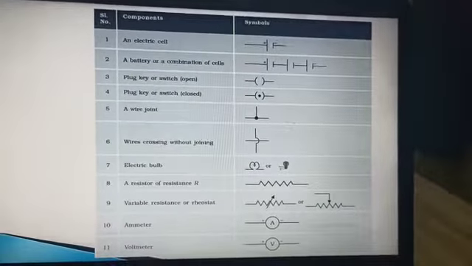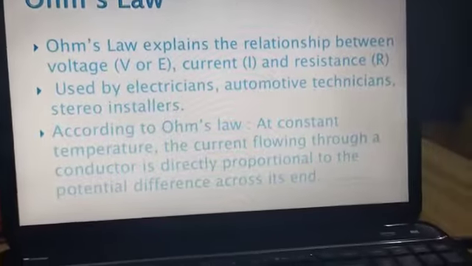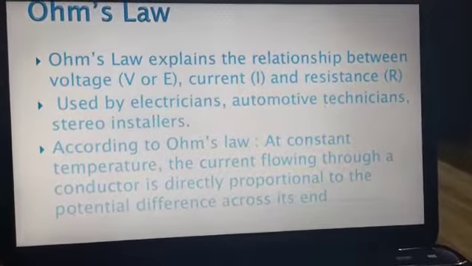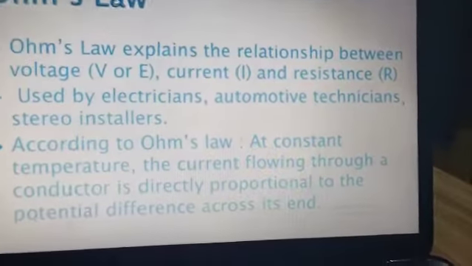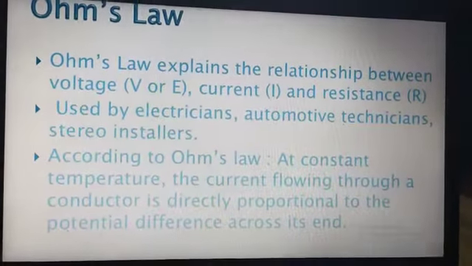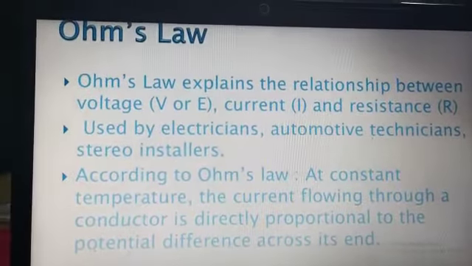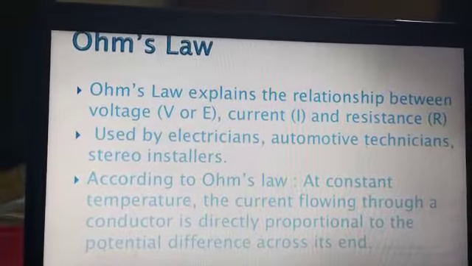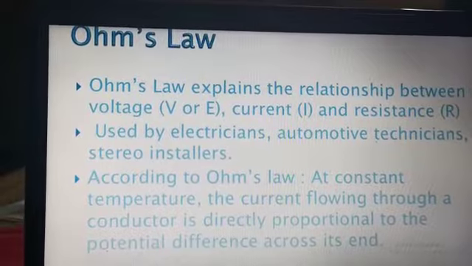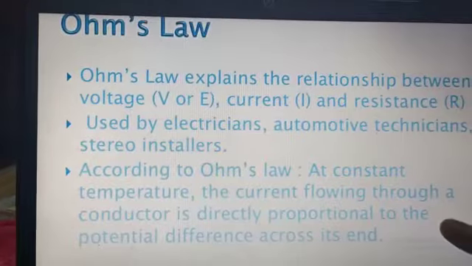Moving on to the next one, we look at Ohm's law. Ohm's law explains to us the relationship between voltage, current and resistance. According to Ohm's law, at constant temperature, the current flowing through a conductor is directly proportional to the potential difference across its ends. So more the current, more the potential difference. This is given by Ohm's law. V is directly proportional to I. V is equal to IR. This is given by Ohm's law. Please remember this statement, it's very important.